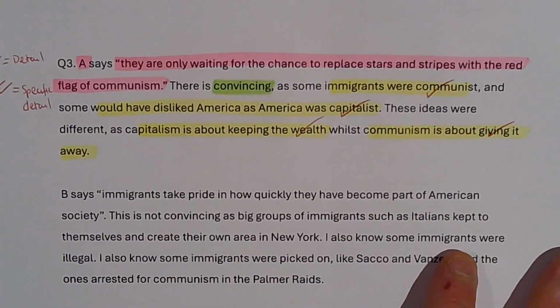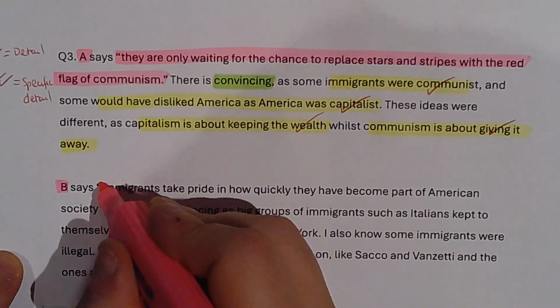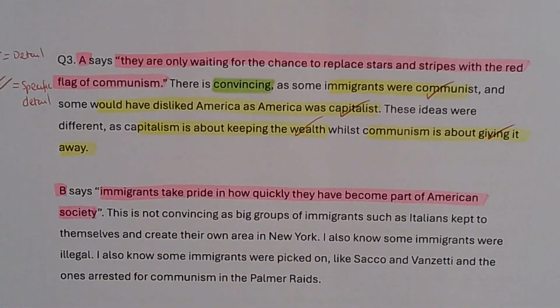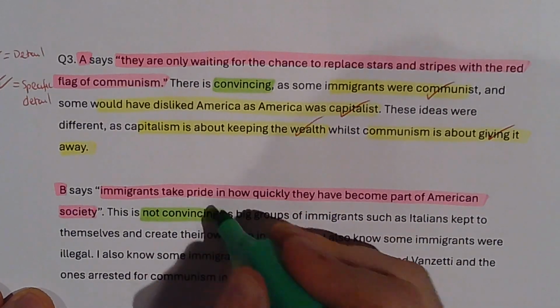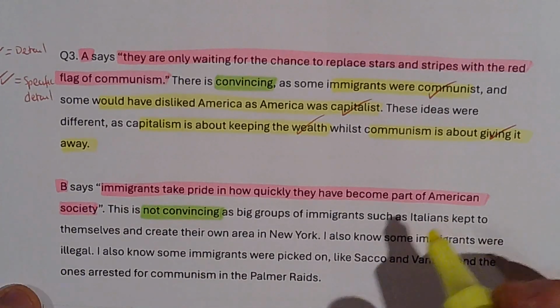And I've just done exactly the same with B. I'm just telling the marker what I know. Well, I know that B says that immigrants take pride in how quickly they've become part of American society. I then said that this isn't convincing. So this isn't truthful. It's not truthful that immigrants take pride in how quickly they become part of American society. What knowledge do I have to back up with that?